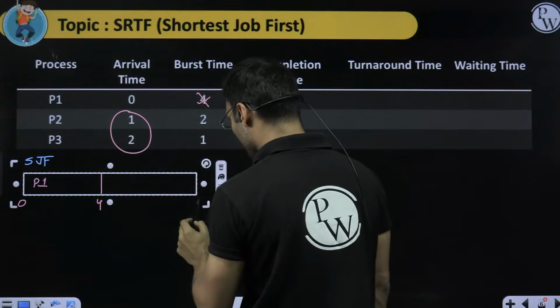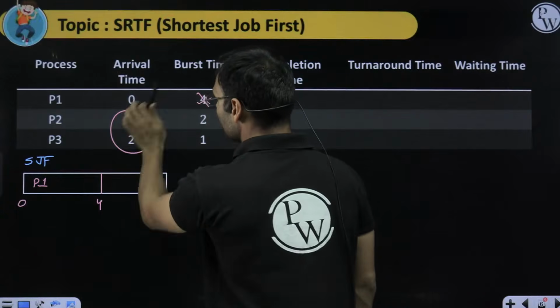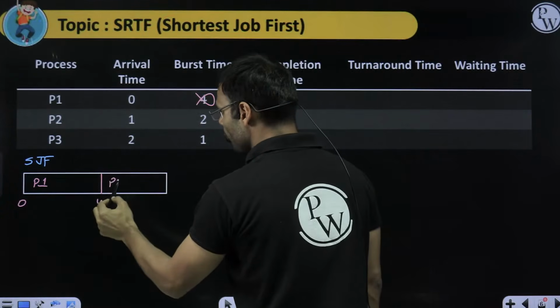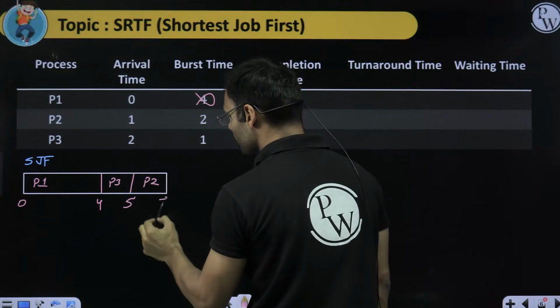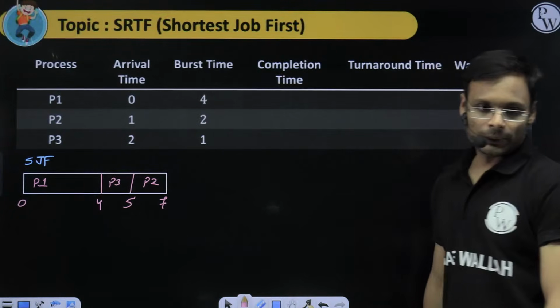So what happens? One after another, both will run. First, the smaller process I will have to run, which is P3 for 1 time duration till 5, and then P2 for 2 time duration till 7. This is SJF.